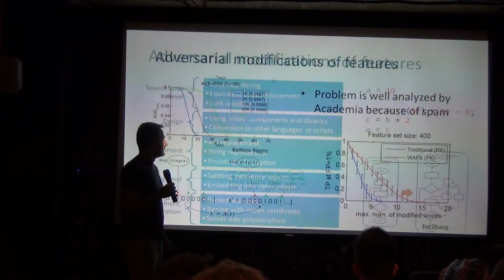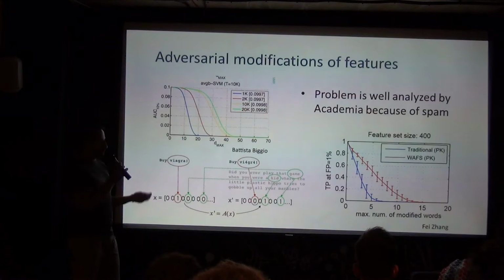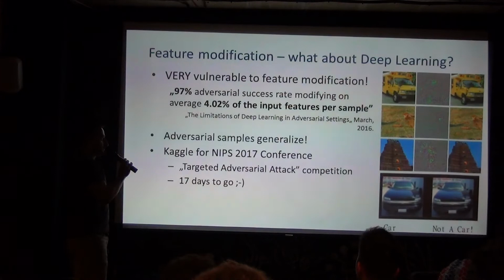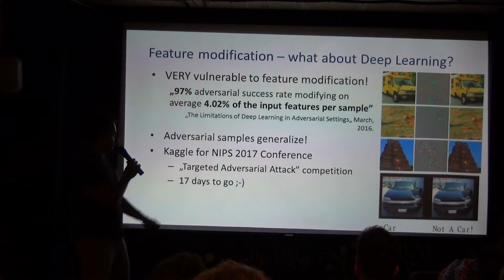This problem is well analyzed by academia because of spam. By different academic research, if you modify 20 to 40% of features in the sample, basically all the classifiers fail, because that's a big change for the machine learning. And if you look at deep learning, there are some interesting researches that it's even more vulnerable. Just 4% of features modified in a sample and deep learning fails.